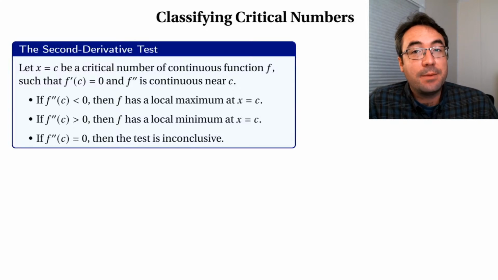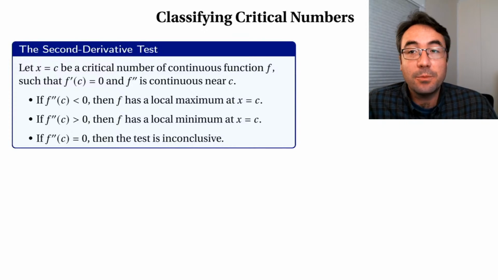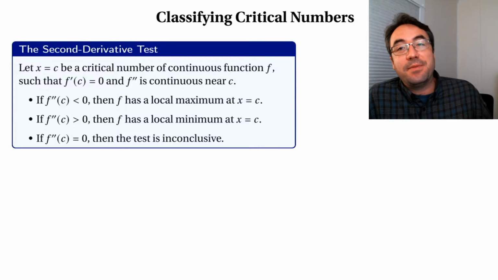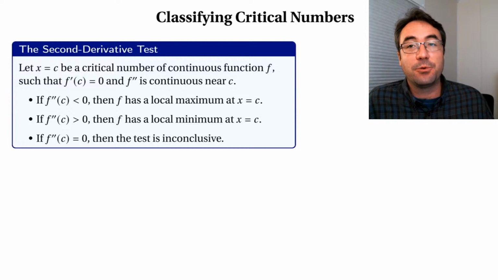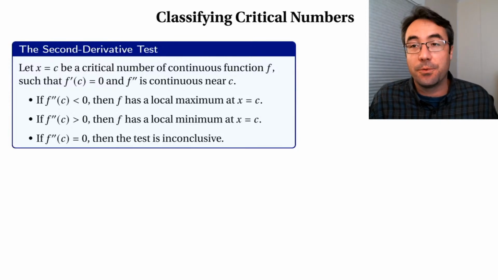If f double prime is negative at x equals c, then we have a local max. And if f double prime is positive at x equals c, then we have a local min. And if f double prime is equal to 0, then this test is inconclusive. So we might have a min, we might have a max, or neither. It's unknown.